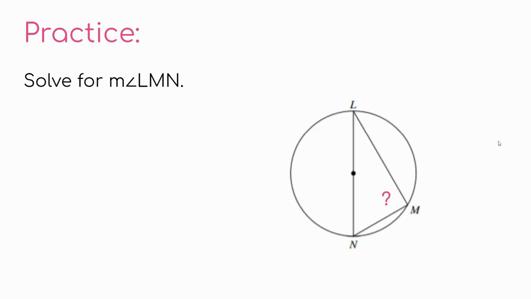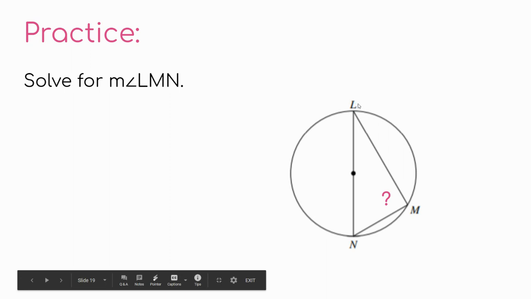So here's a tricky one. You've got to be a little bit clever. Try to solve for the measure of angle LMN. So the thing you should have noticed is that I didn't give you the arc. I didn't tell you what this arc LN is, but you should know.